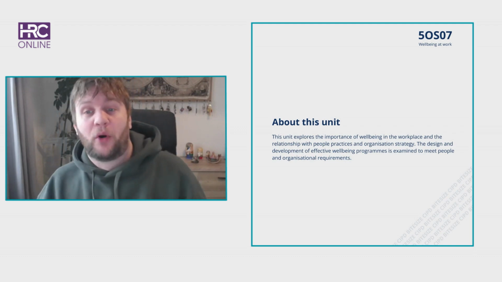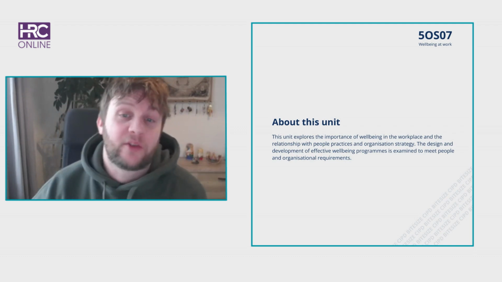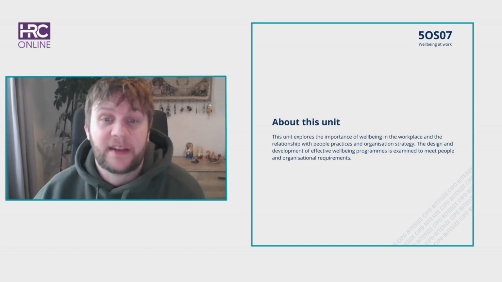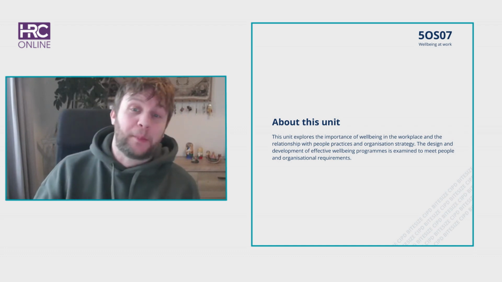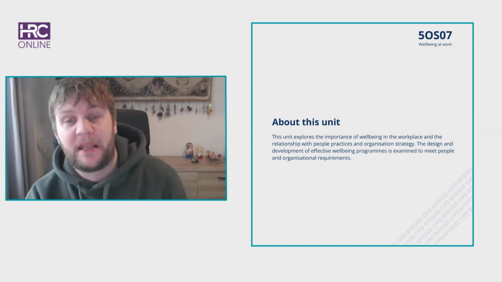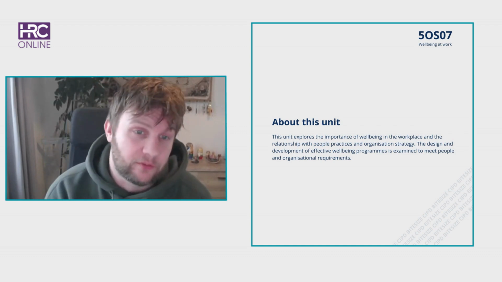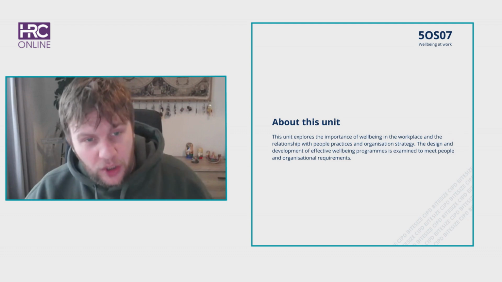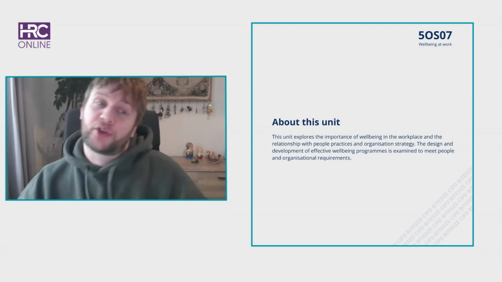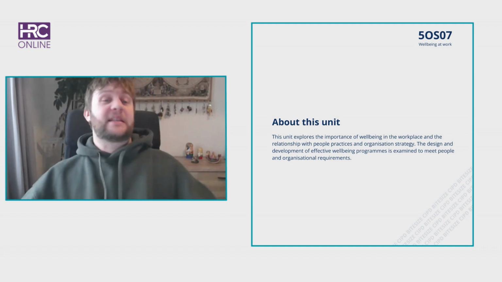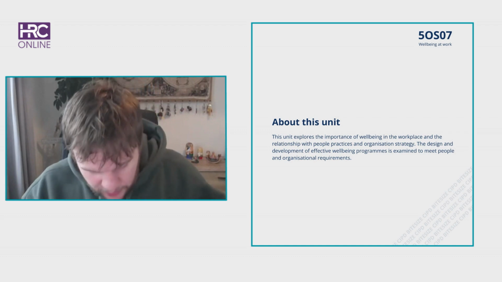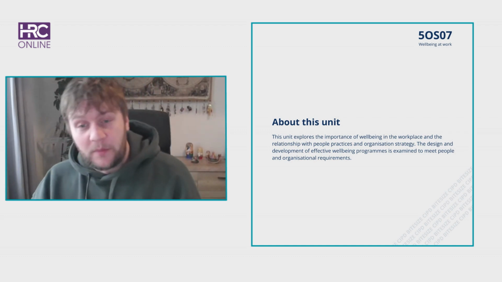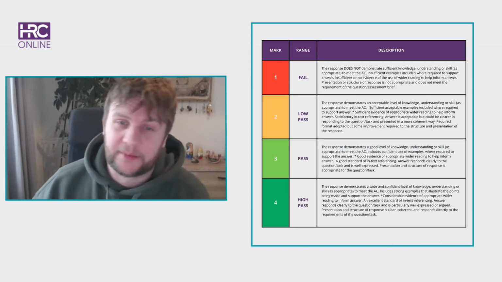This unit explores the importance of well-being in the workplace and the relationship with people, practices, and organizational strategy. The design and development of effective well-being programs is examined to meet people and organizational requirements. So when you're trying to introduce well-being programs, you're not just thinking about you and you're not just thinking about the people, you're also trying to think about the organization. Basically, make everybody happy. How do you make everybody happy at work? And that's what we're going to work out within this unit, or we're going to try anyway.